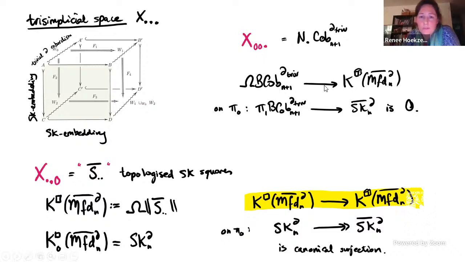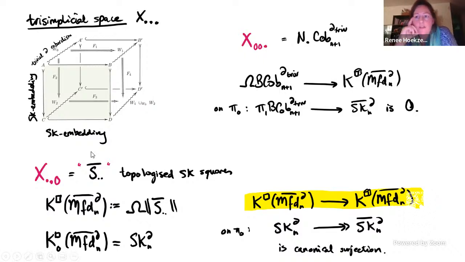So even though we do get a map from loops of the cobordism category to K-cubes of the manifolds, this does not yield an interesting map on pi 0 or K0. But in principle, it could be an interesting map on higher homotopy groups.